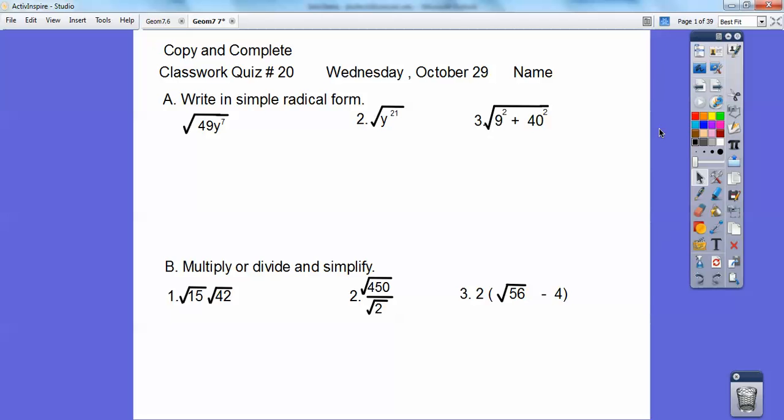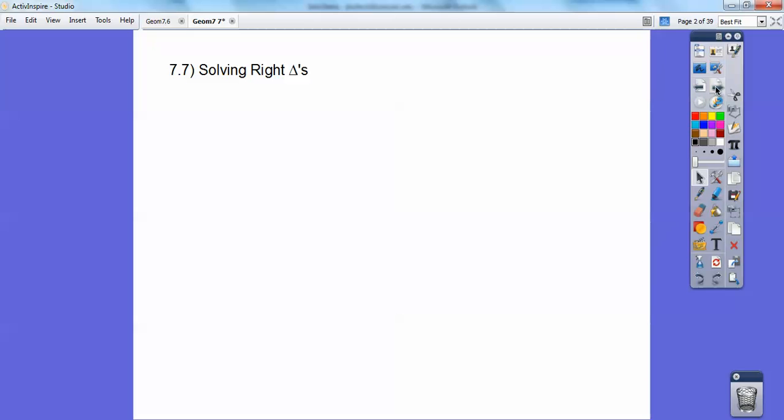All right, so this is solving right triangles. You've been through the tangent ratio, which is opposite over adjacent. You've been through sine and cosine. Sine is opposite over hypotenuse, and cosine is adjacent over hypotenuse.